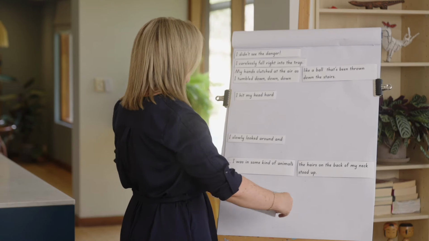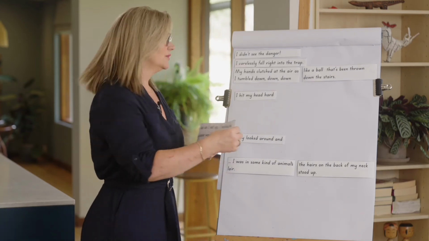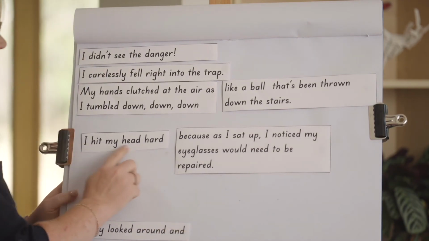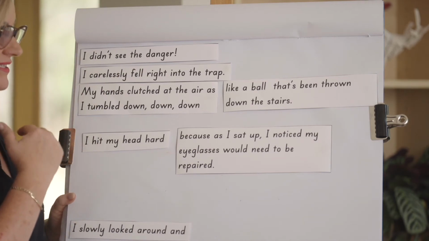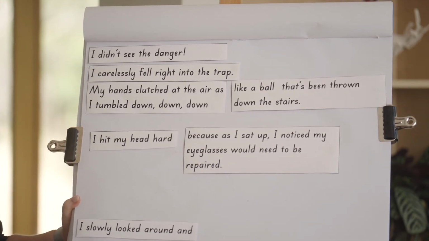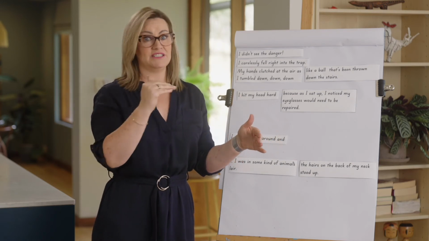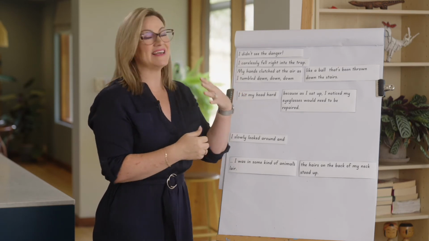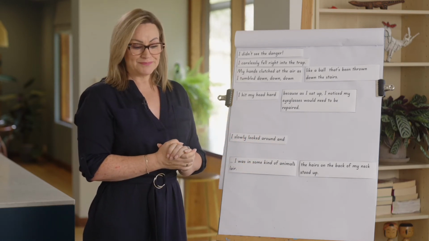Okay, let's bring it up. Also, we know that this starts with a binding conjunction, because, so we know that it's bound to this first part of the sentence. I hit my head hard because as I sat up, I noticed my eyeglasses would need to be repaired. Second vocab word. Okay, so this poor protagonist, they have been carelessly strolling around. They have fallen down somewhere. They've hit their head. They're probably not feeling all that great. Their glasses need repairing. What is the next part in this story?